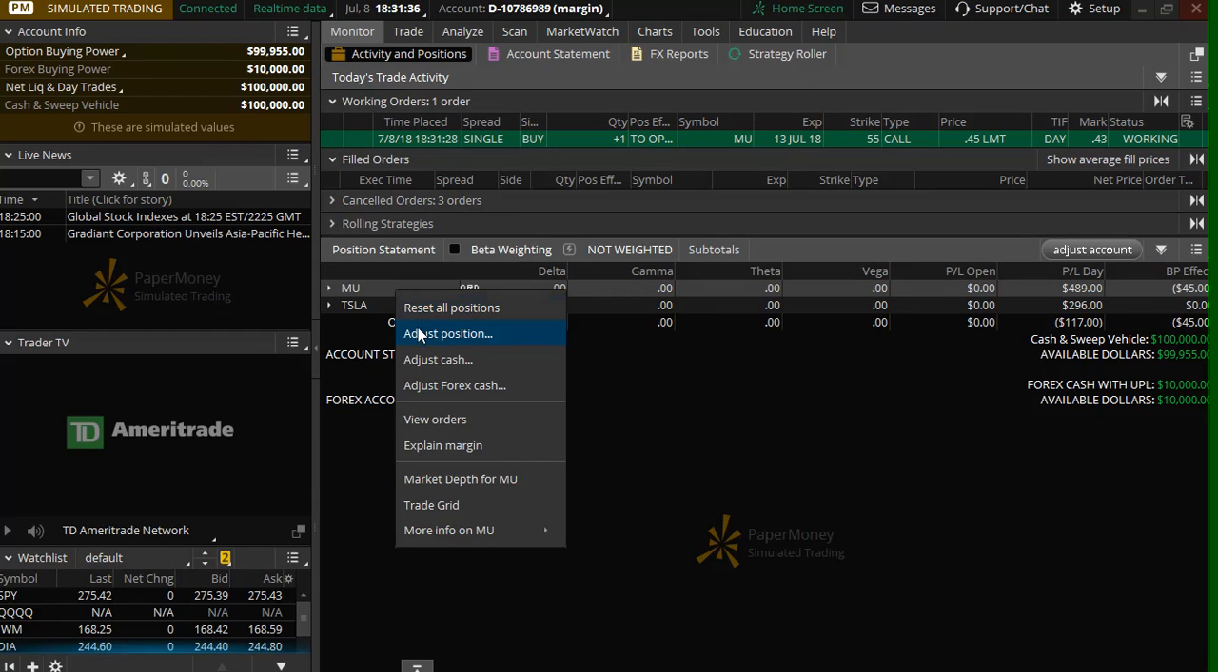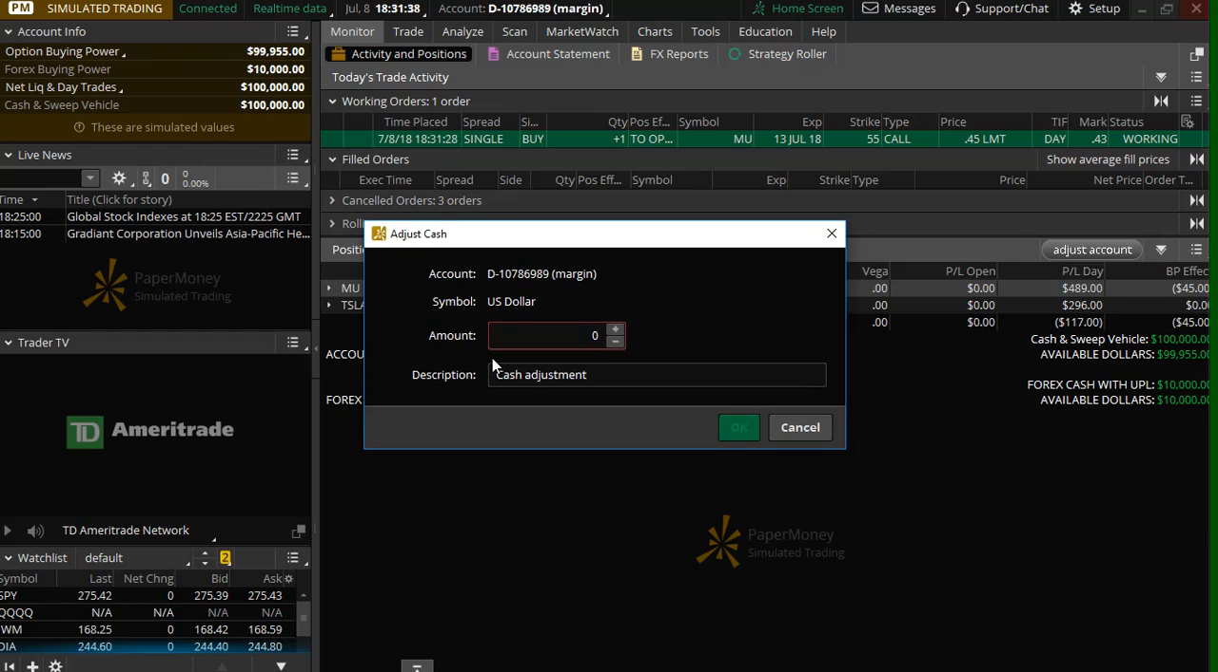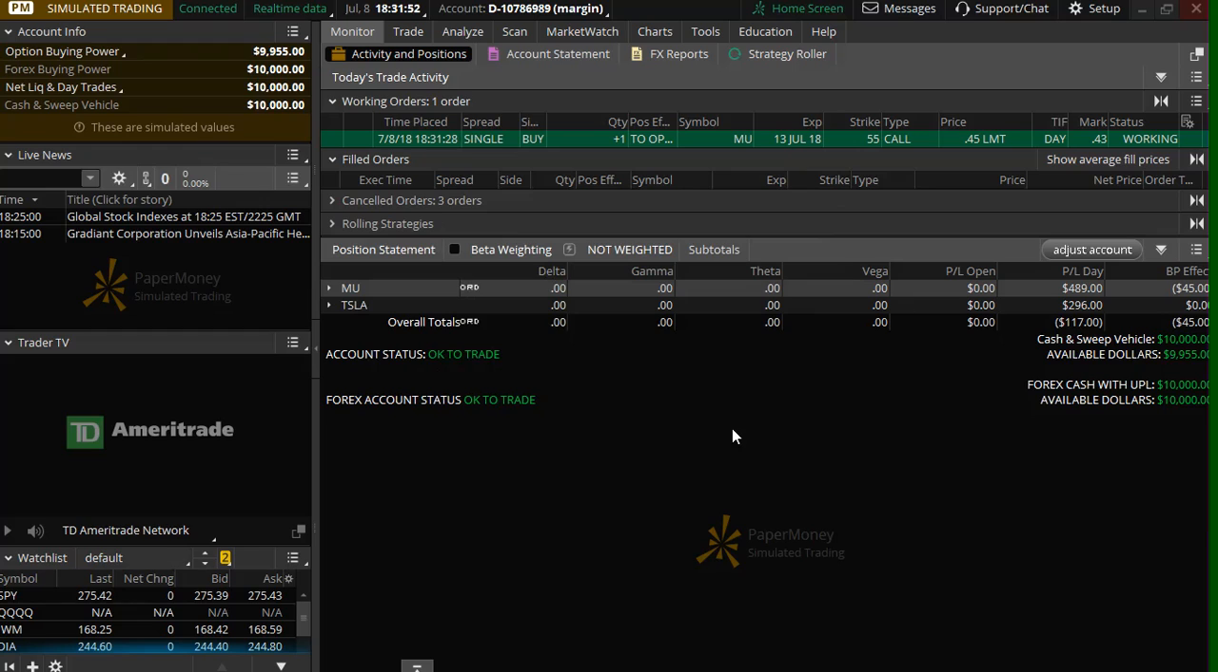So now I want to adjust cash, and I want to reduce it by 90,000. So if I type in minus 90,000, then click off of it, hit OK, you can see now my account has dropped to 10,000.